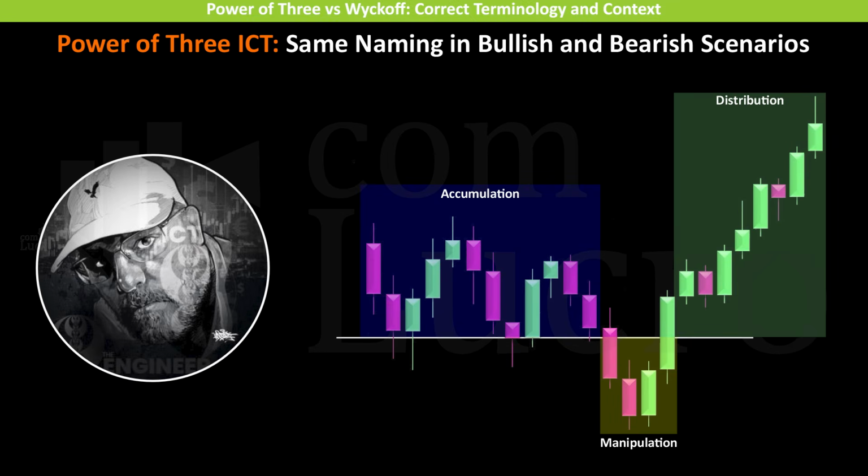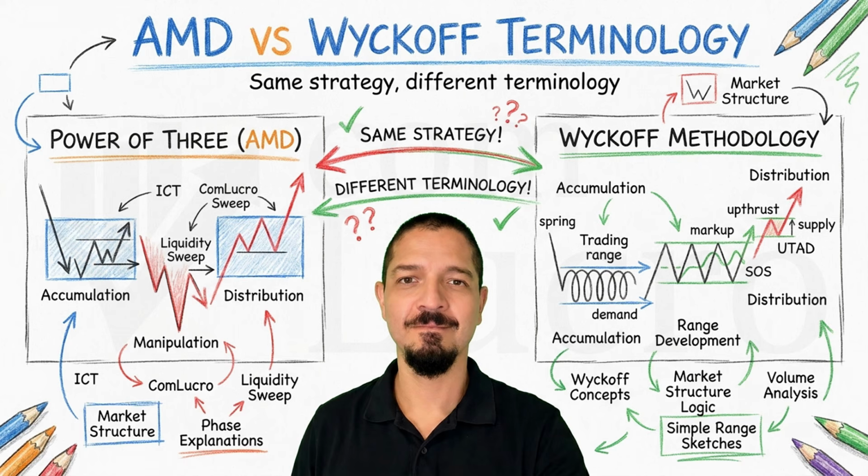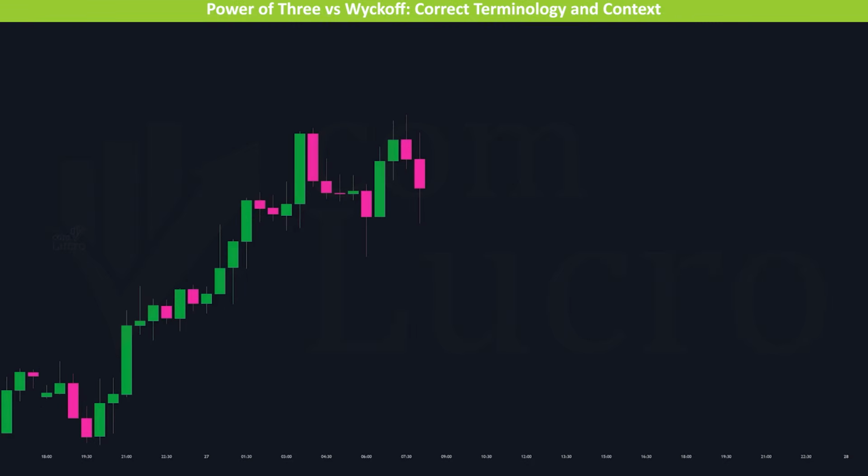Before we begin, there is an important clarification we need to make about the Power of Three, also known as AMD, especially when we relate it to proper Wyckoff methodology. The Power of Three was popularized by ICT, and the accumulation, manipulation, and distribution naming was simplified to make the concept easier to understand. Here at ComLucro, we are students of Wyckoff methodology, and we even have dedicated content and a full course on this subject on the channel, so we prefer to use the correct Wyckoff nomenclature. The strategy itself does not change at all, only the terminology used to describe the phases.